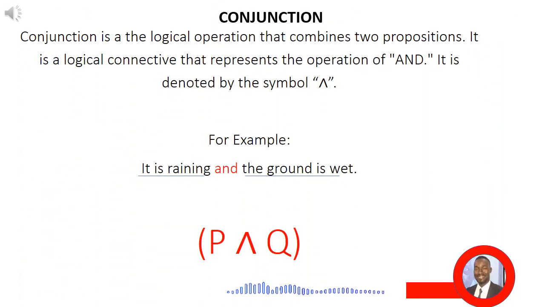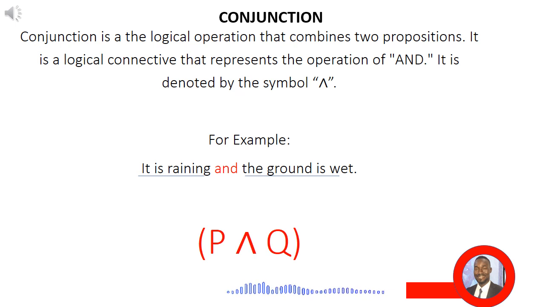Conjunction, as the first connective, is a logical connective that represents the operation of the word and in our logical statements or propositions. This means that wherever the word and is used in our statements, it means there is a conjunction, which is showing the togetherness of at least 2 propositions. In symbolic logic, the word and is denoted by the symbol of V in an upside down position.